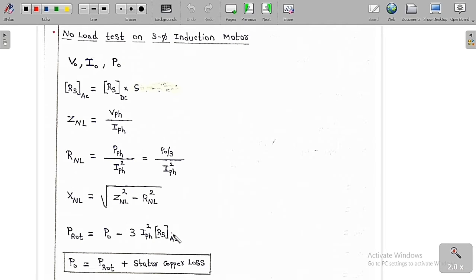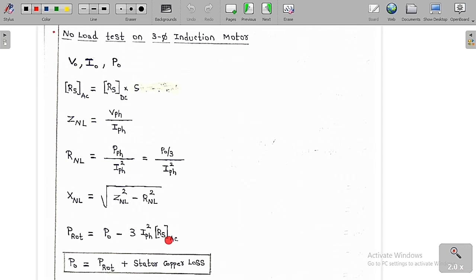So finally we can say whatever the input power is, it is equal to losses, only the losses that we have. The losses are the stator core loss, stator copper loss, and the mechanical loss. But I have already told you stator core loss plus mechanical loss is called rotational losses. So the input power is equal to rotational losses plus stator copper loss. If you want the rotational losses, it is input power minus stator copper loss, which is 3 into I phase whole square into R_S AC. So you have to go for the AC resistance here.